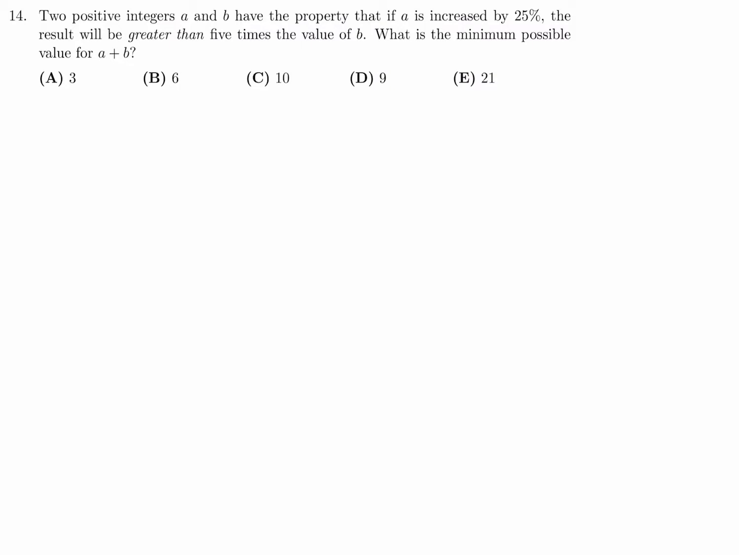Two positive integers, a and b, have the property that if a is increased by 25%, the result will be greater than 5 times the value of b. What is the minimum possible value for a plus b? So we have a, and we are increasing it by 25%. So we are basically multiplying by 5 over 4. And if you do that, it's greater than 5 times the value of b. So this is basically the setup for the question, the inequality.